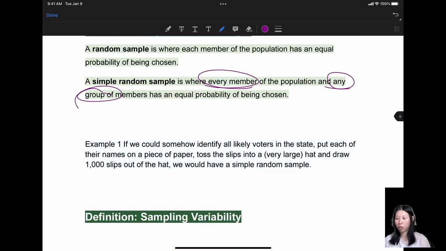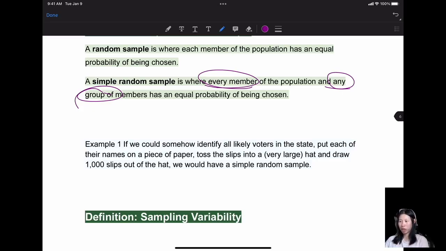So here's an example. If we could somehow identify all likely voters in the state, put each of their names on a piece of paper, toss the slips into a very large hat and draw 1,000 slips out of the hat, we would have a simple random sample.